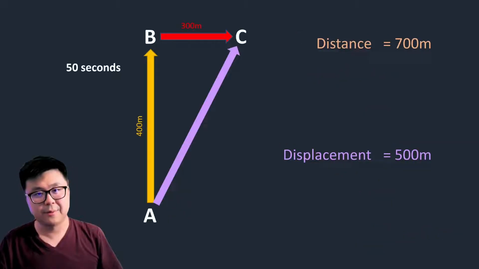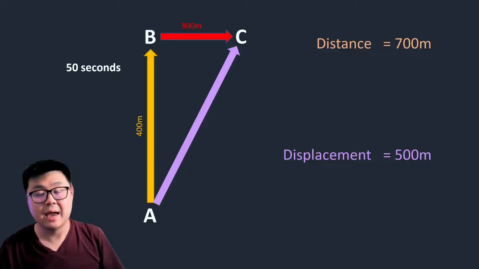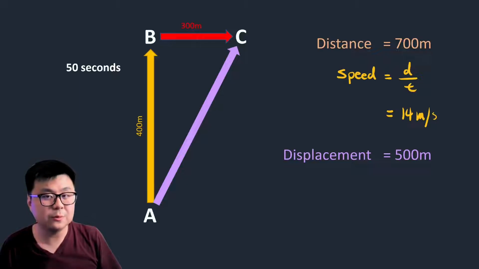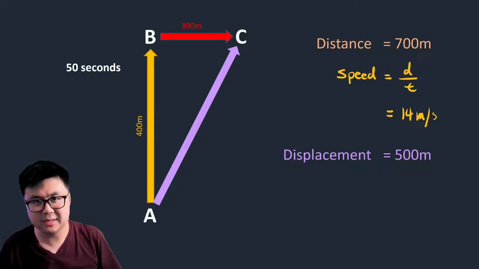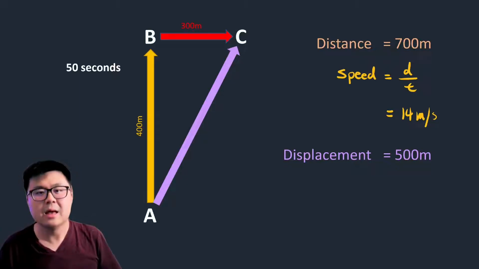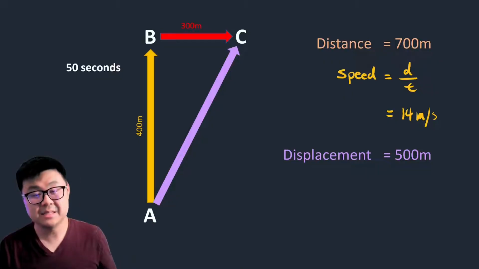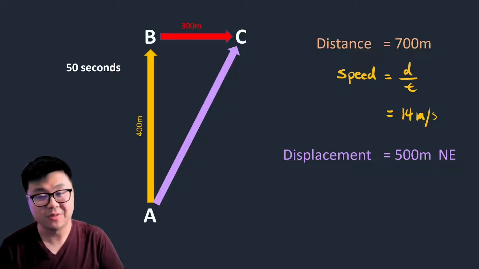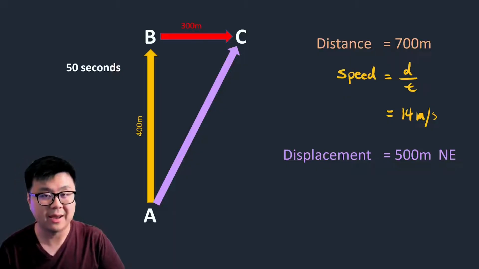In the second scenario, let's say it also took 50 seconds and our distance is 700 meters, which means our speed will be 700 over 50, which is 14 meters per second, no directions involved. However, for the displacement, we went diagonally up to the right by 500 meters through Pythagorean. But that's just the magnitude. The direction of the displacement is actually northeast because it's pointing to the top right-hand corner.